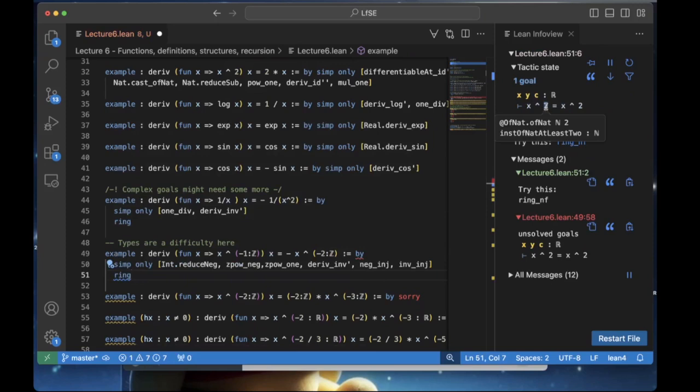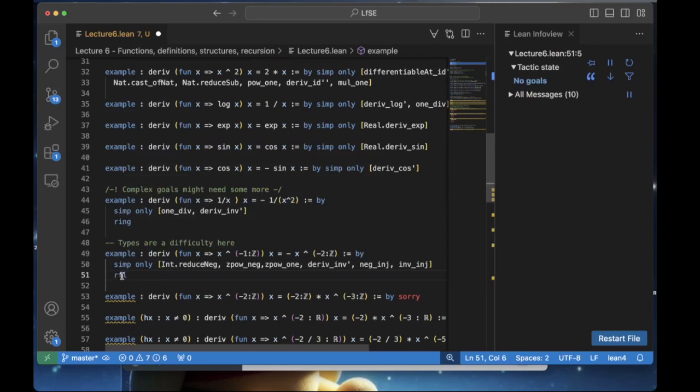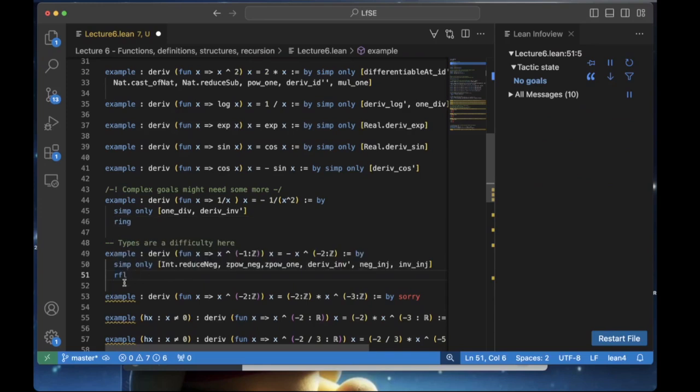We are trying to show that x squared is equal to x squared, but the 2 is an integer on the right-hand side, and the 2 is a natural number on the left-hand side. That's why simp wasn't able to make it go automatically on its own. Reflexivity is able to show this, and I'm not quite sure exactly how it's doing it, but it works. It's able to figure that out.